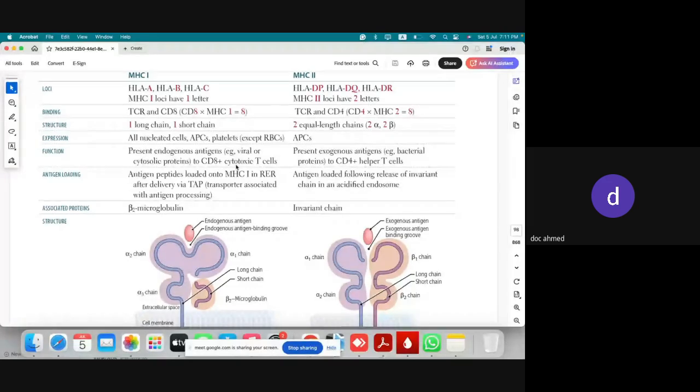And for the extracellular pathogens, we discussed that antigen presenting cells are going to come, eat the extracellular pathogen, and present it on MHC class 2. 2 into 2 is 4. They are going to present those to your CD4 helper T cells. We know that CD4 helper T cells are further divided into two types, Th1 and Th2. The T helper 1 cells are going to recruit your macrophages.